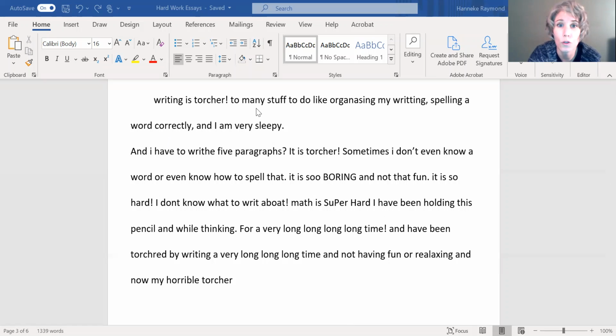So we're going to read, "Writing is torture. Too many stuff to do, like organizing my writing, spelling a word correctly, and I'm very sleepy." It has a hook. It has a thesis statement. Okay, so let's go through.